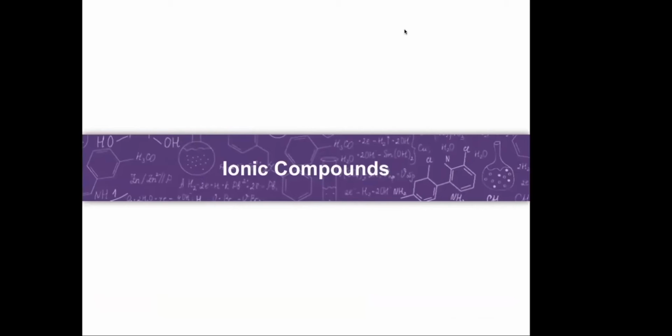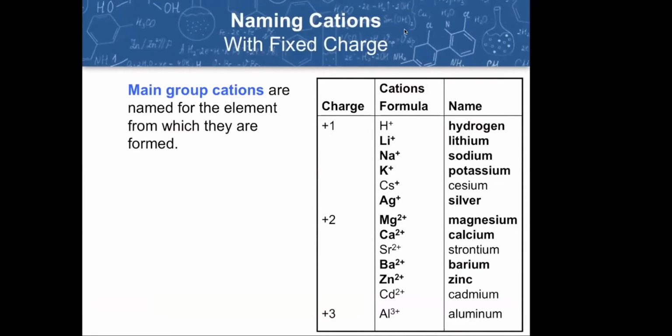So let's start first with ionic compounds. In naming ionic compounds, as we have discussed earlier, ang ionic compounds, di ba, meron siyang components na metals and non-metals. So metals are cations. We have discussed last time what cations are. These are the positively charged ions. And then they're also composed of anions. So usually in ionic compounds, cations are written first.